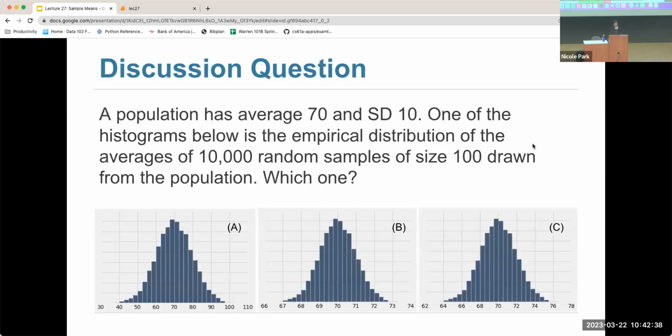I think there's one last discussion question. A population has average 70 and standard deviation of 10. One of the histograms below is the empirical distribution of the averages of 10,000 random samples of size 100 drawn from the population. Which one is it? I highly recommend thinking about what the square root law says, and what the center of this distribution is supposed to look like, and then deciding which one you think it's going to be. So take a few minutes. It's going to take a little bit of calculation. Once you figure this out, it'll be ingrained in your head how to find the standard deviation of the sample averages.